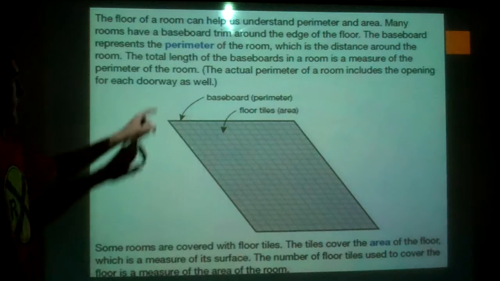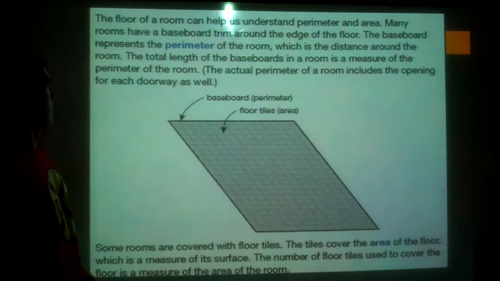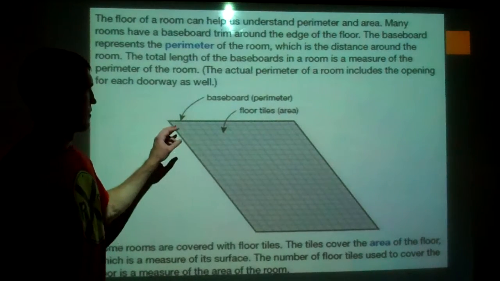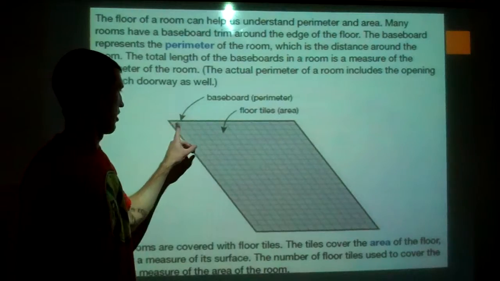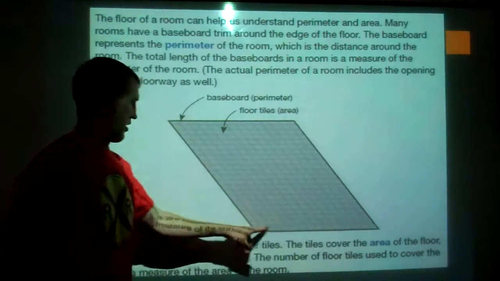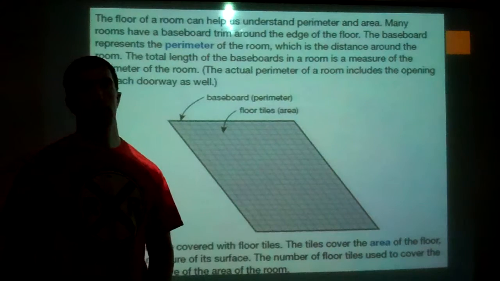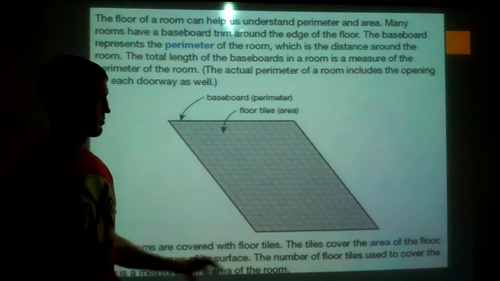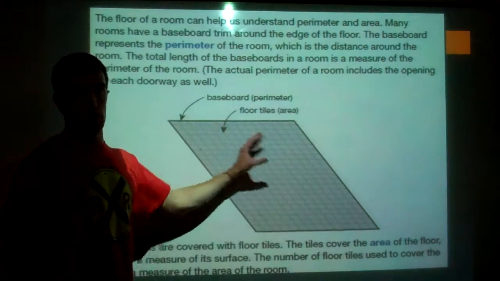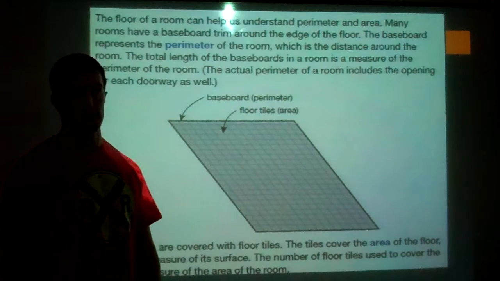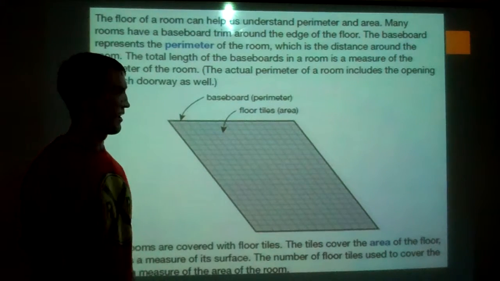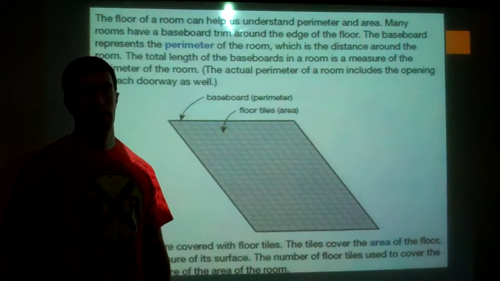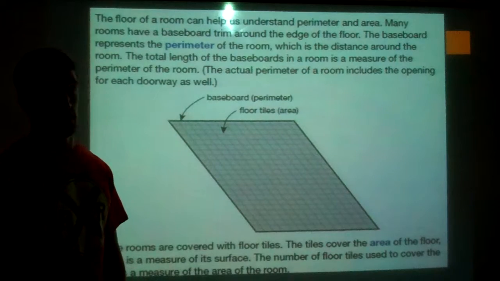Remember, when we're talking perimeter, we are talking about the distance around something. So, if we look at this floor, the baseboard here, the distance around would be our perimeter, and the way that we find perimeter is we add up all the lengths of the sides. Area talks about the interior, whatever's enclosed by the perimeter, and that is in square units. If we counted up all these tiles, that would be the area that we would get. We're going to find out that there's a shortcut to that.